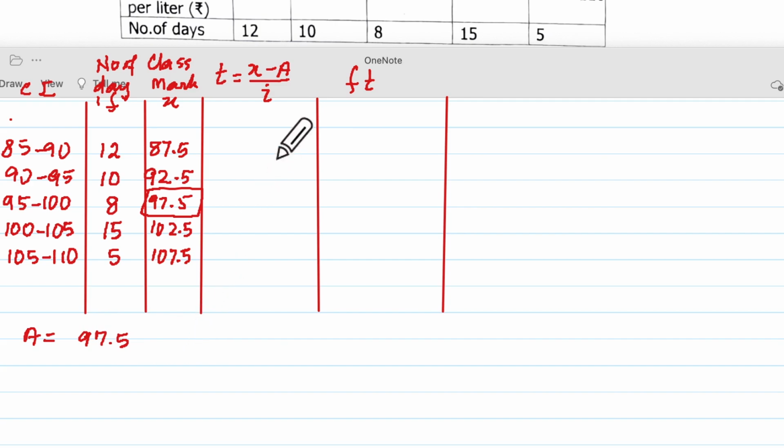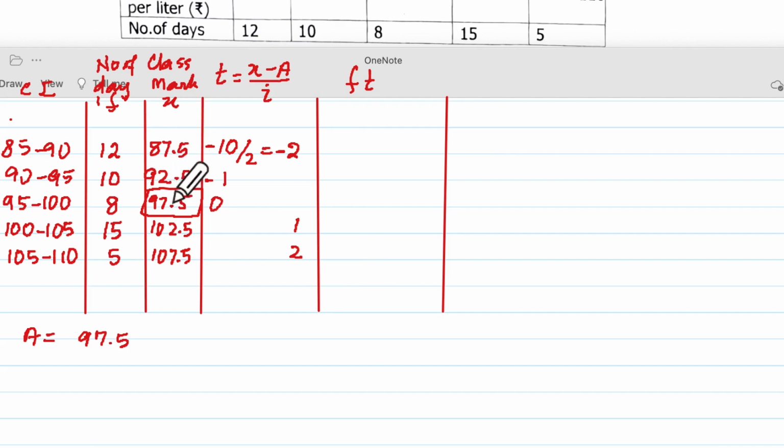Yes, ma'am. All right. Now t is x minus A. This minus this means it will be 10, but with a minus sign, correct? And that upon 5 means minus 2. Agreed? So here it will be minus 1, then 0, and then 1 and 2. Did you understand what I've done? Did you see how fast it went? Yes, ma'am.